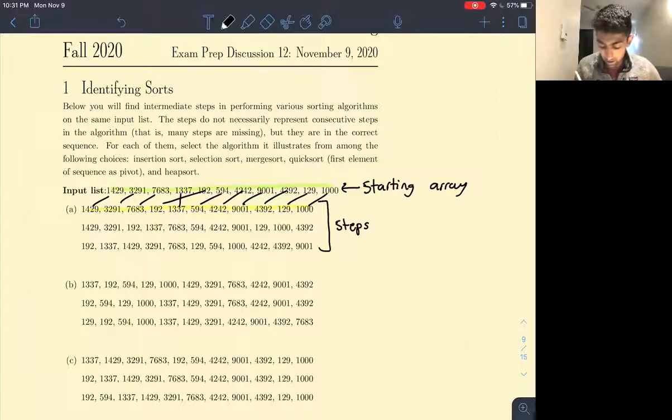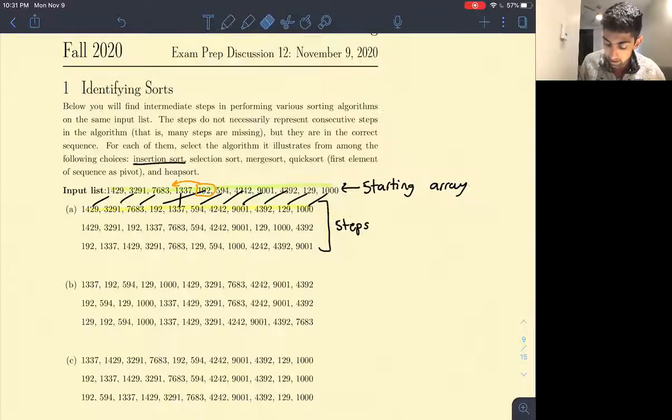Okay, so looking at these algorithms, we see that it could possibly be insertion sort if we're at some stage in insertion sort where we're trying to move 192 and we move it one to the left, right? It could be one stage of insertion sort. So this is valid so far.